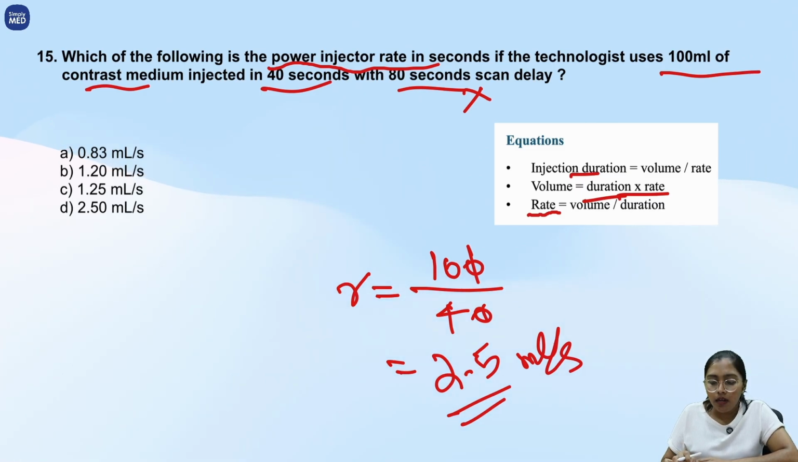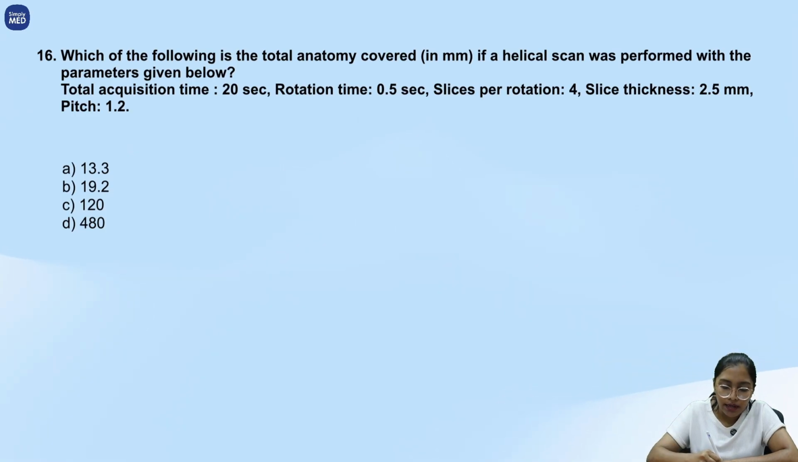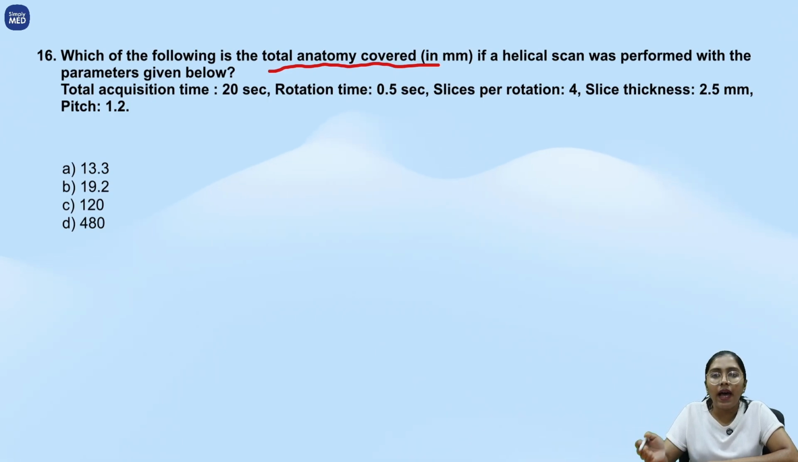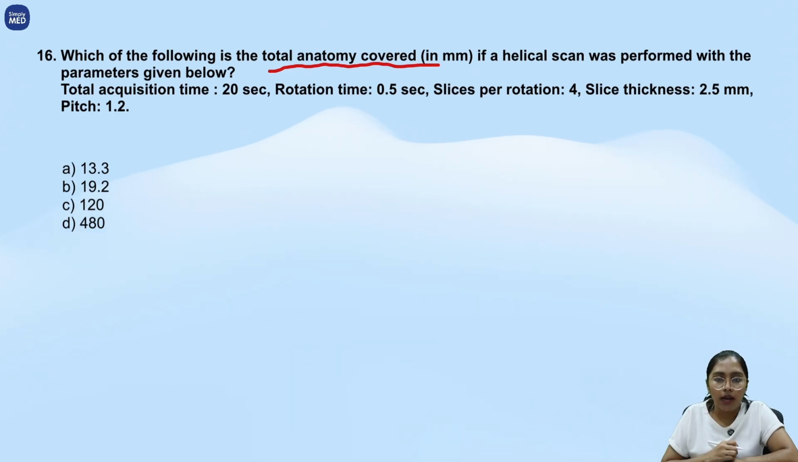I hope it's clear. The next question is also from CT. Which of the following is the total anatomy covered in millimeter if a helical scan was performed with the parameters given below? So we have to find out in a scan how much anatomy of the patient was covered.